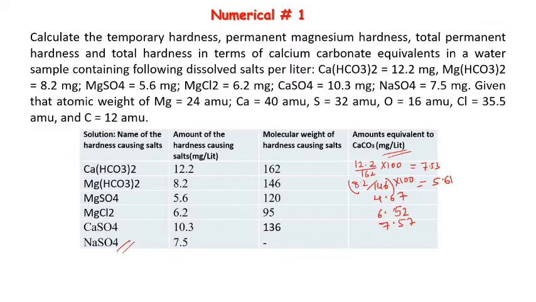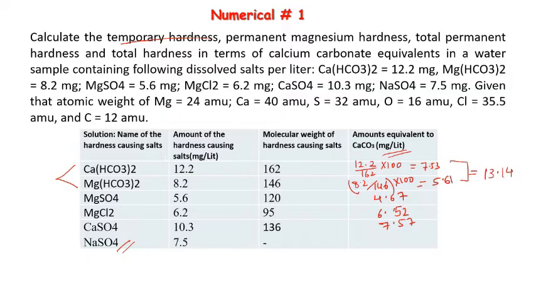Now we have to calculate that. First is temporary hardness. So what is temporary hardness? As we discussed earlier, bicarbonate salts. So we have to add this and this. So the temporary hardness will be equal to 13.14.